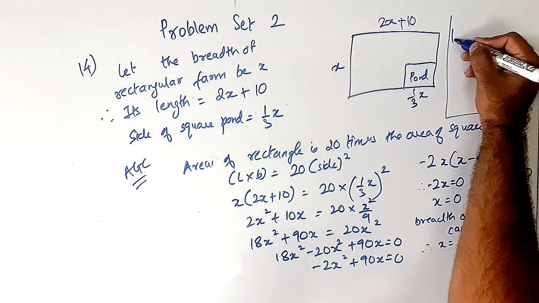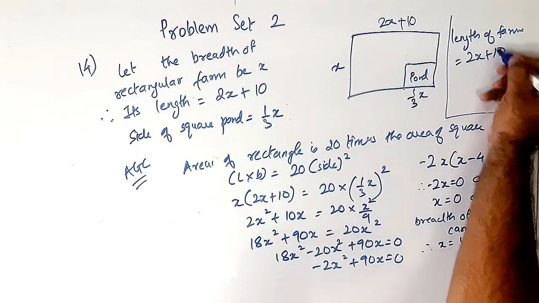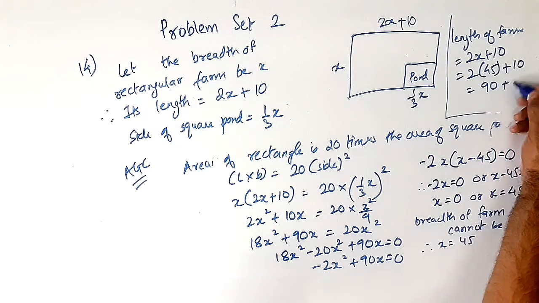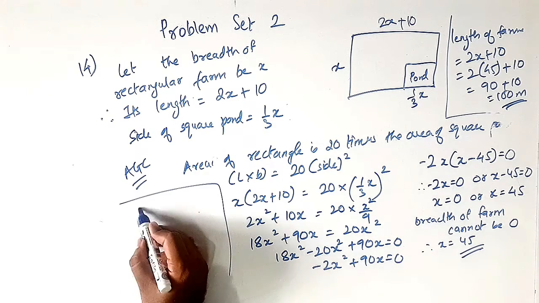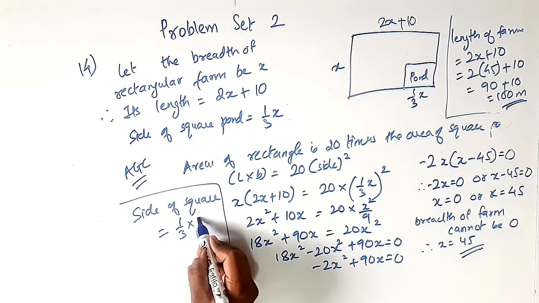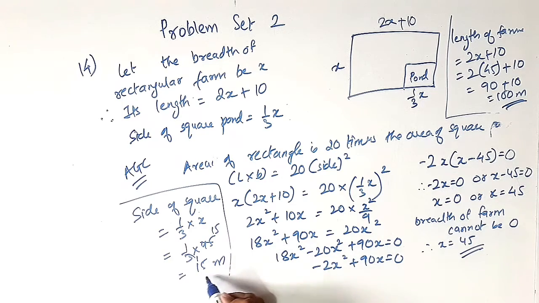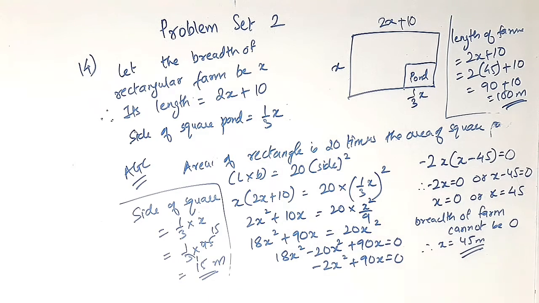So I'll write here length of farm, that is 2x plus 10. Very easy. 2x is 45 plus 10. This is 90 plus 10. So it is 100 meters. Answer 1 we got. This is the breadth we got. And we'll find now the side of square. Side of square is 1/3 of x. So it is 1/3 of 45. So 3 ones are 3, 15. It is 15 meters. Correct. 100 meters, 45 meters and 15 meters.